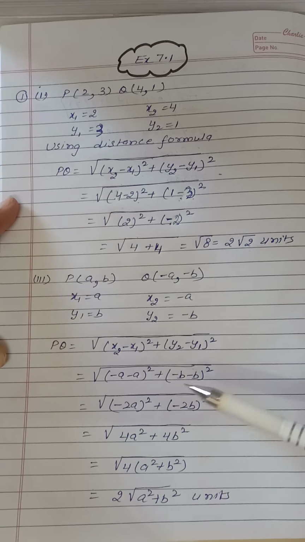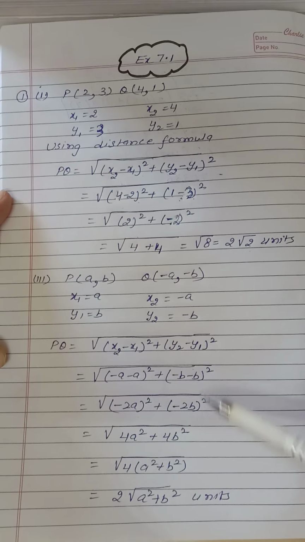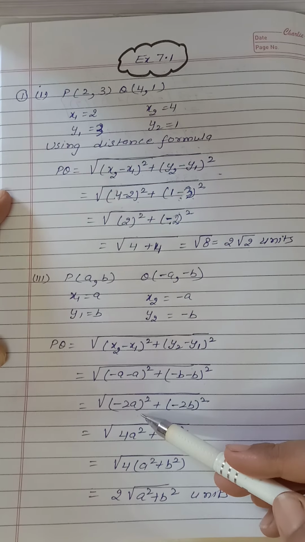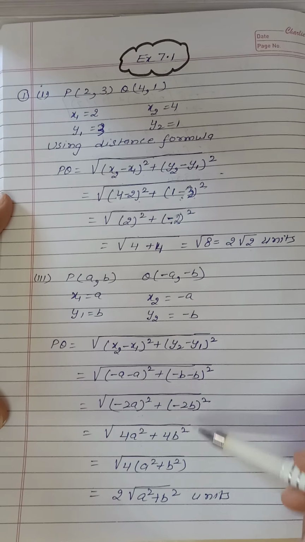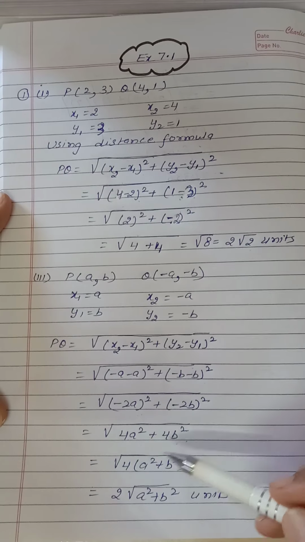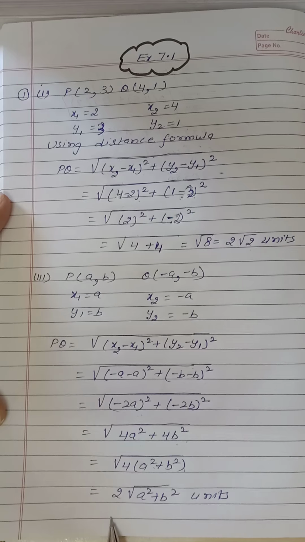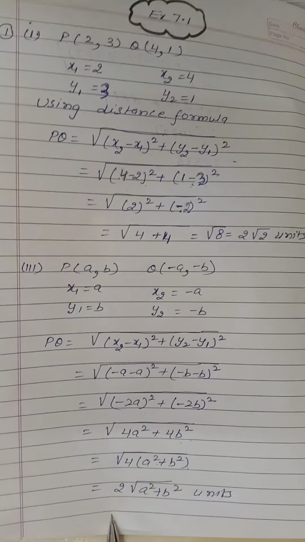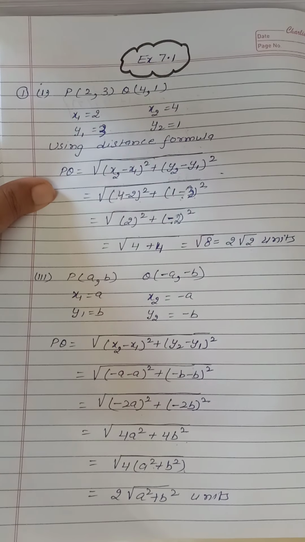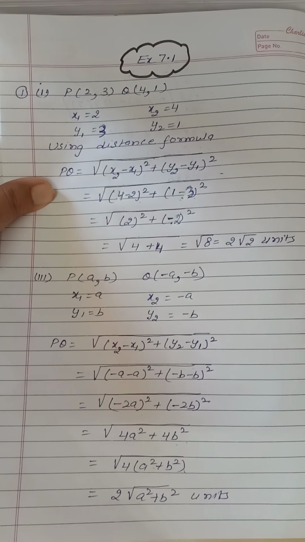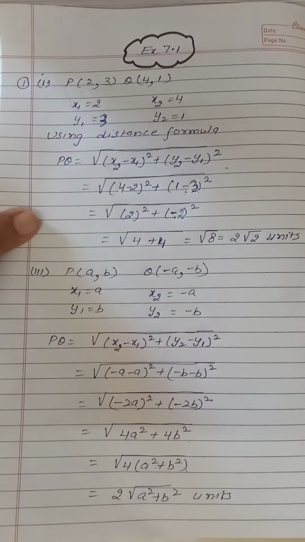This minus is of the formula. -a minus a becomes -2a, its whole square, plus -2b its whole square. The square of minus is always plus. So it is 4a square plus 4b square. Taking 4 common, it becomes a square plus b square. And when we take 4 out of the square root, it becomes 2. So it is 2 into the square root of a square plus b square units. So the distance between the given points is 2 into the square root of a square plus b square units.